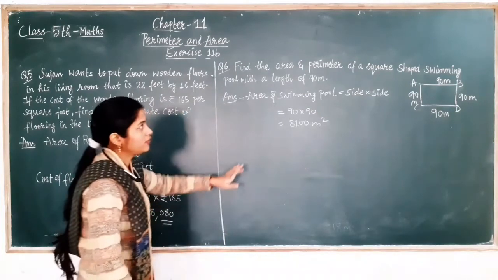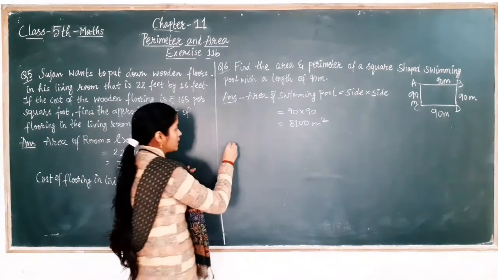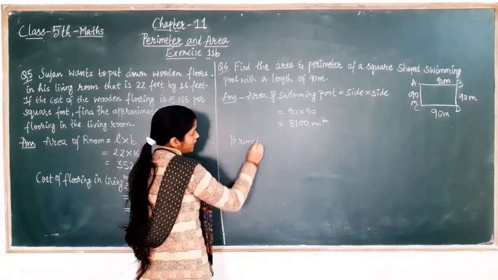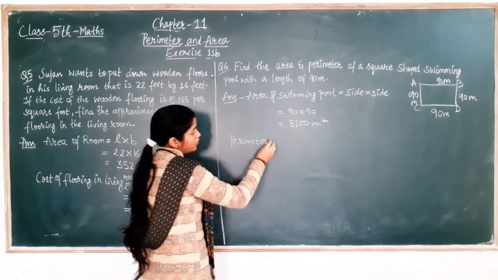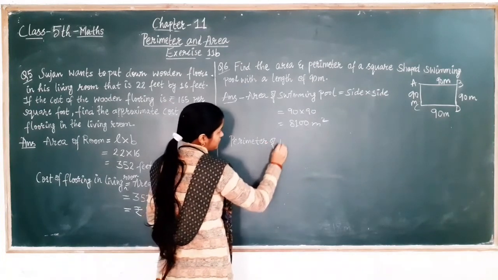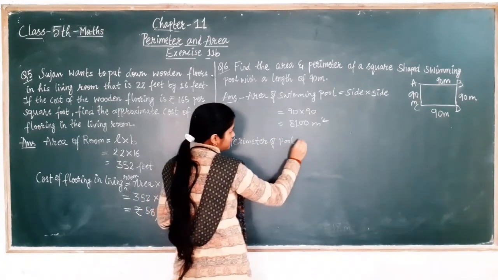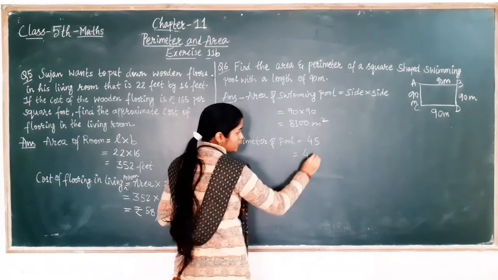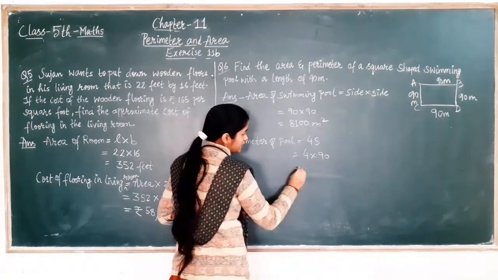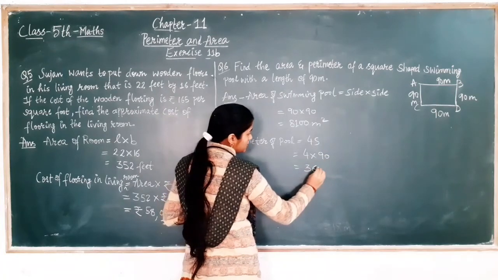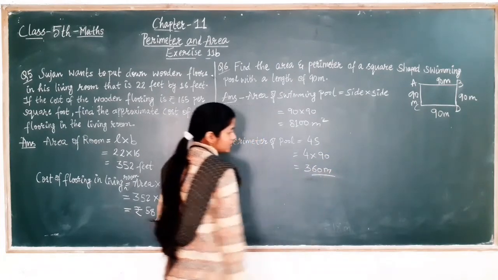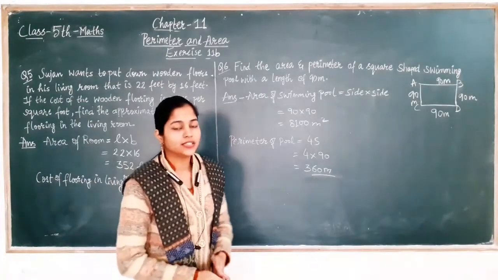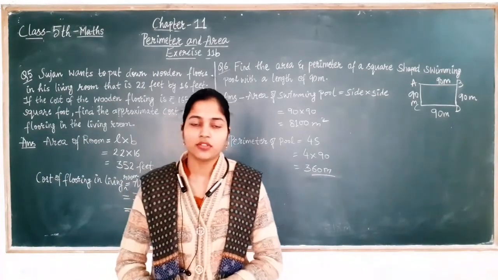Then we have been asked to find the perimeter of the square. So what would be the perimeter of the square or perimeter of the swimming pool? Equals to 4s. 4 into 90, that is 360 meters. So we end up our exercise of 11B. Thank you for watching.